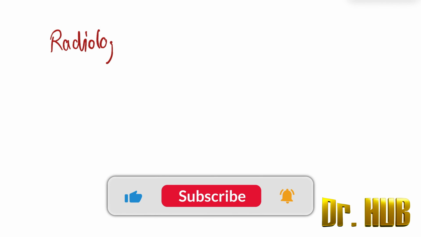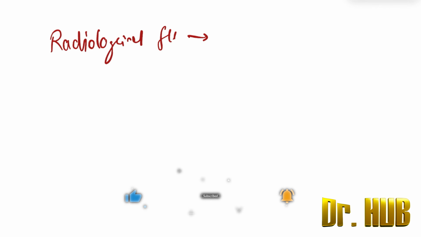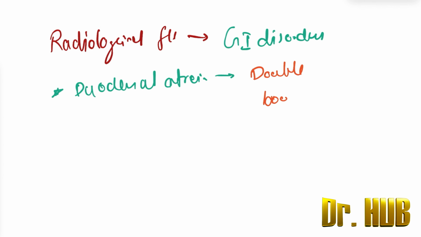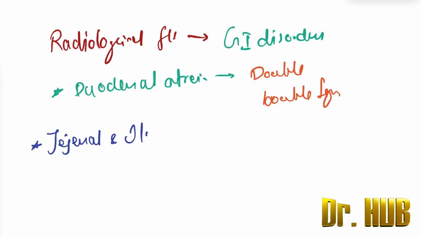Let's look at the radiological features of various GI disorders, that is, gastrointestinal disorders. To begin with, firstly we look at duodenal atresia. Duodenal atresia appears as a double bubble sign. Next is the jejunal and ileal atresia.